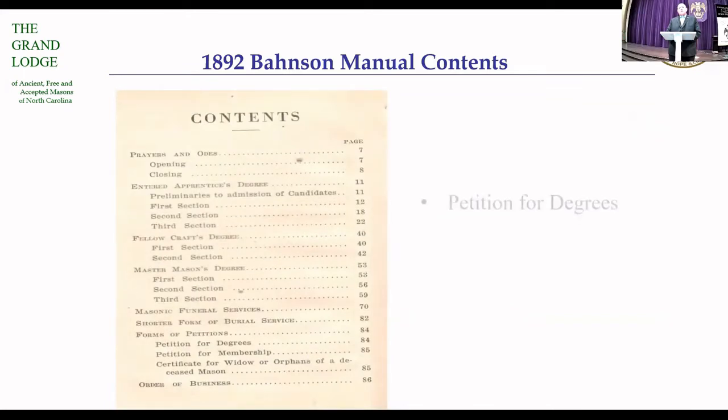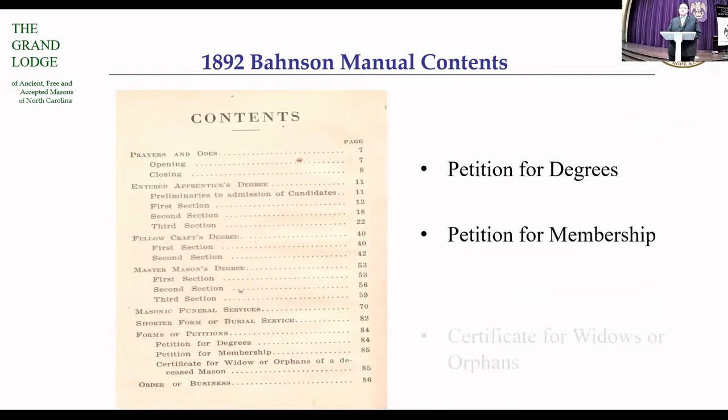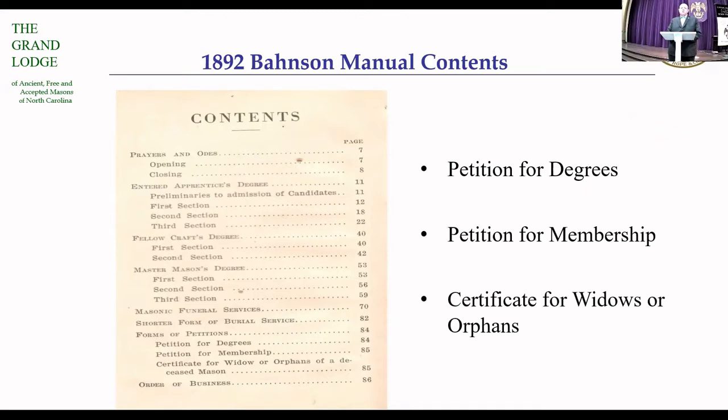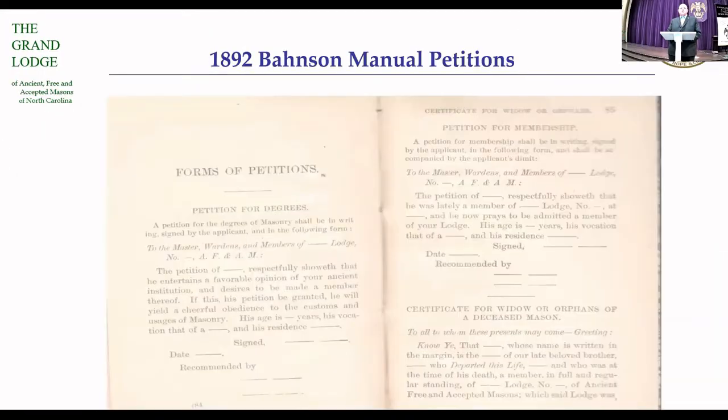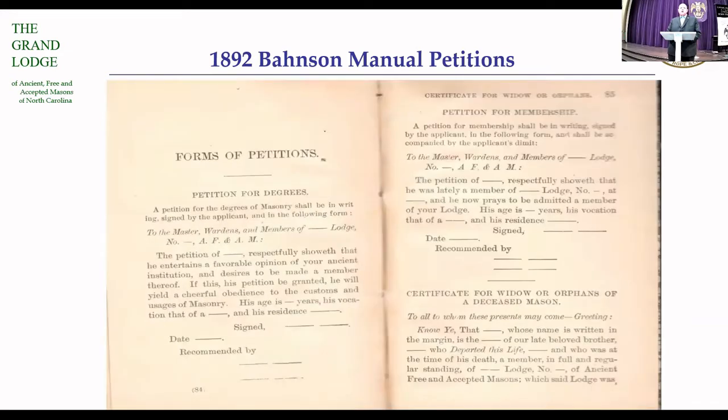As we look at a copy of an 1892 Bahnsen on the contents page, we see some interesting things we don't have in our Bahnsen manual today. We see that there's a petition for degrees, a petition for membership, and a certificate for widows and orphans. Here's how the pages appear.